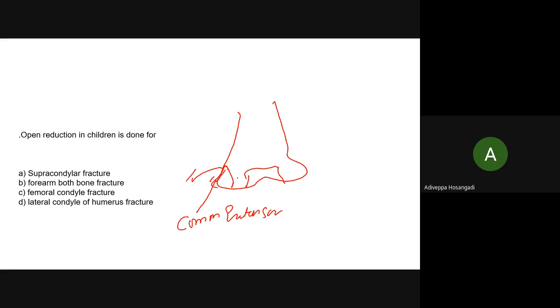The reason being, the lateral condyle gives origin for the common extensors. All the muscles that are lateral originate from the lateral epicondyle. So if this gets displaced, if the fracture gets displaced, it will never heal. You have to reduce it and maintain it in that position. That's why the lateral condyle of humerus fracture requires an open reduction.